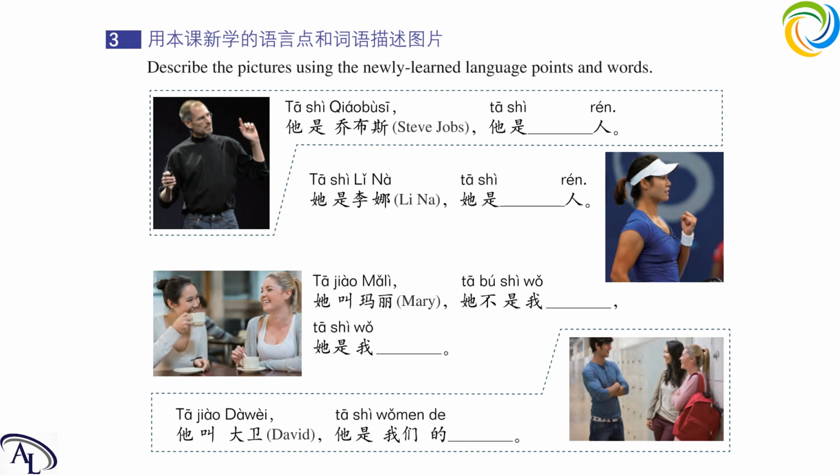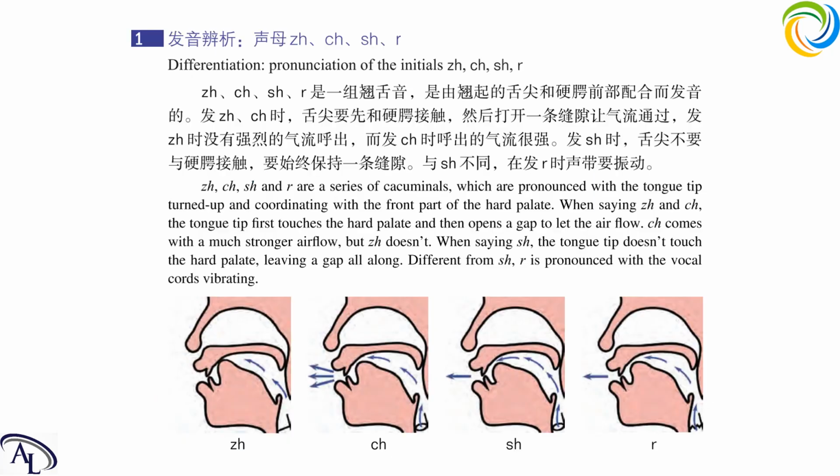The differentiation of the pronunciation of the initials 知, 吃, 诗 and 日. These four initials are all pronounced by rolling up our tongue like this. For 知 and 吃, the tongue position is the same. We need to rise up our tongue and make the tip of the tongue touch the hard palate, and immediately leave a gap to let the air go through.